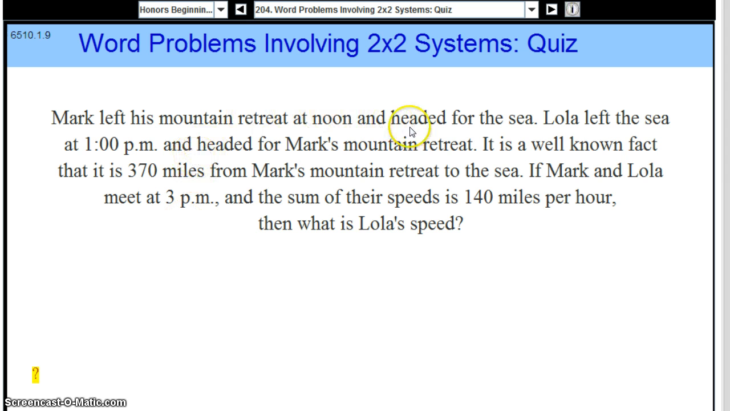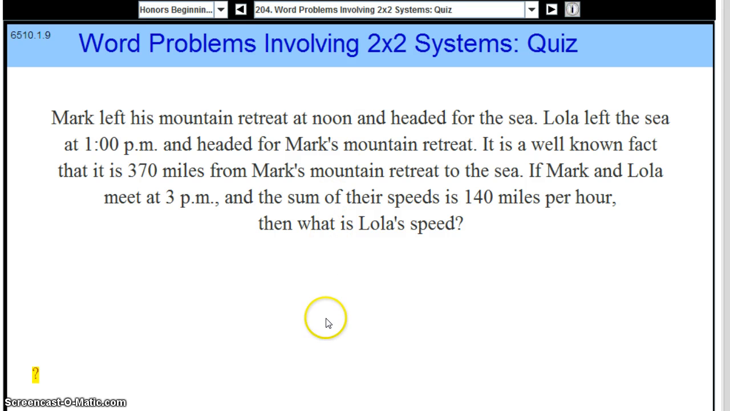Mark left his mountain retreat at noon and headed for the sea. Lola left the sea at 1 p.m. and headed for Mark's mountain retreat. It is a well-known fact that it is 370 miles from Mark's mountain retreat to the sea. If Mark and Lola meet at 3 p.m. and the sum of their speeds is 140 miles per hour, what is Lola's speed?